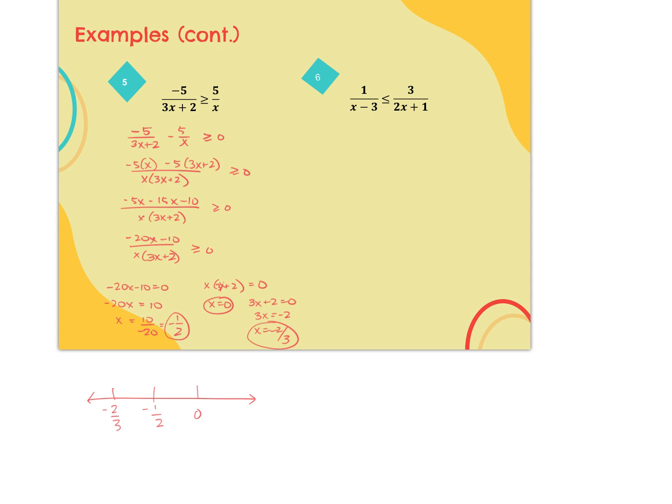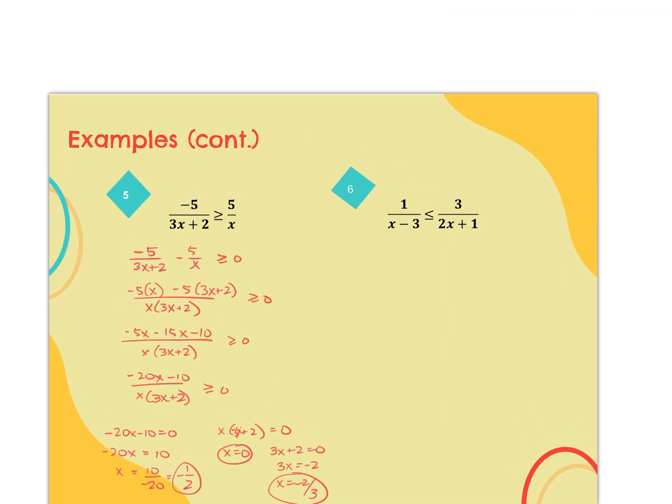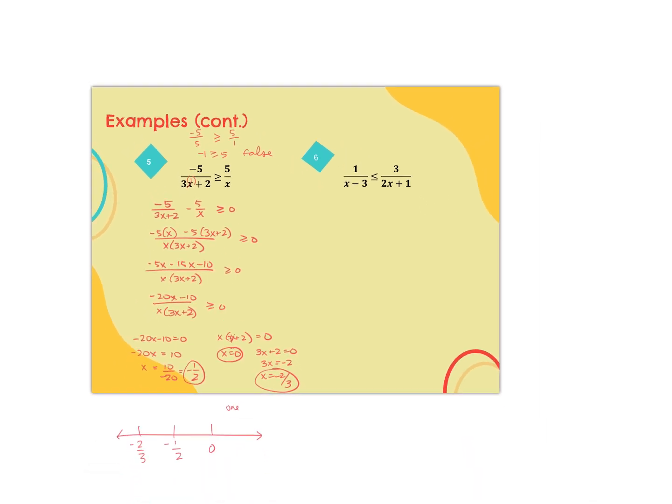So now this is what I was telling you, I'm kind of stuck here because I can't use 0, right? So what I'm going to do is I'm going to use the section that includes 1, right? 1 is in this last section, I'm going to use that. So I'm going to come back over to the original problem and replace x for 1. So it's going to be negative 5 over 3 plus 2 is 5, is greater than or equal to 5 over 1. So we've got here negative 1 is greater than or equal to 5, and I know that that's false. So I know that the area that includes the 1 is false, which means this is true, this is false, and this is true.